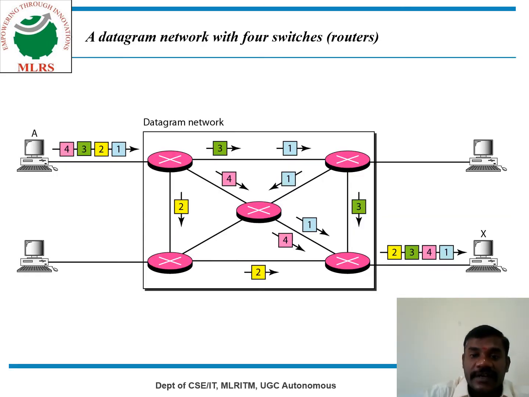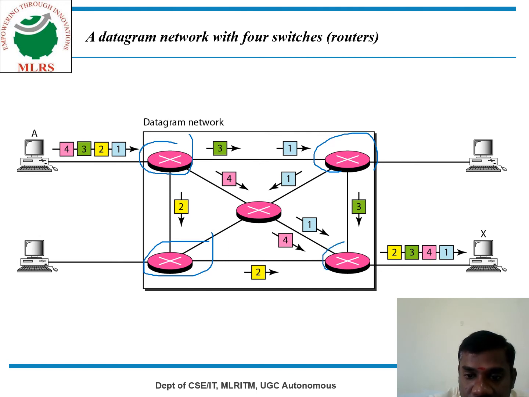See the structure of the datagram approach. How many switches are used here? 4 switches are used: 1, 2, 3, 4. How many end systems are there? 4 sets of end systems. A is one end system, and all these are nothing but your end systems.